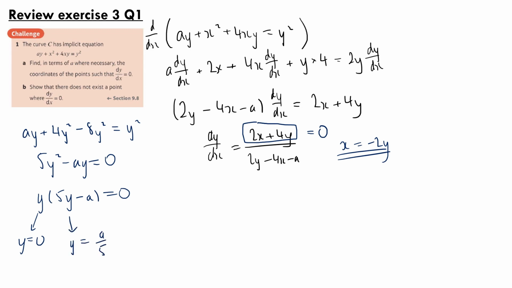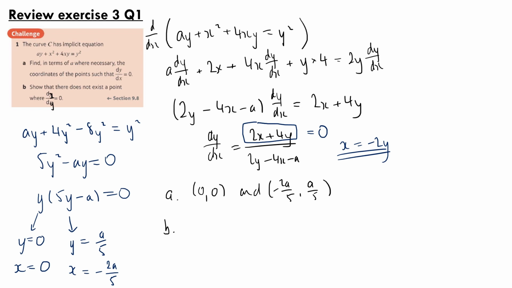And using x equals minus 2y, we get here x is equal to minus 2 times 0, so just 0. And here x equals minus 2a over 5. So therefore, for part A, the coordinates are 0, 0, and minus 2a over 5, a over 5. And for part B, we're asked to show that there does not exist a point where dx by dy equals 0.